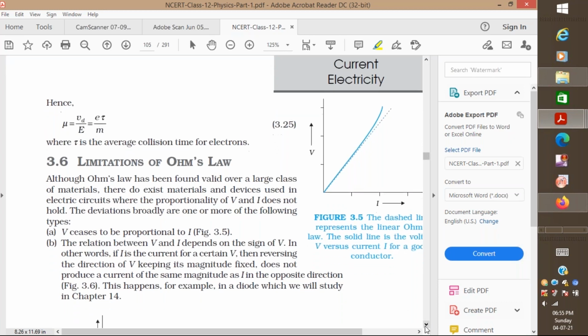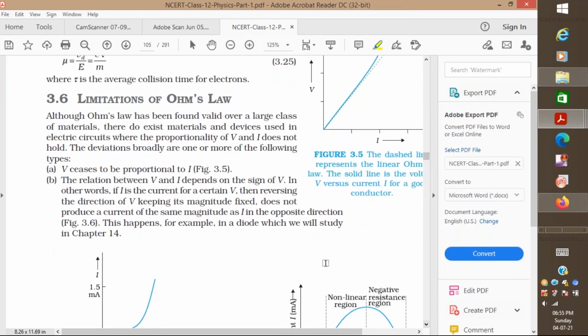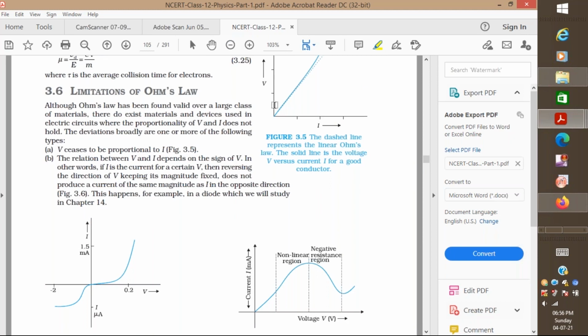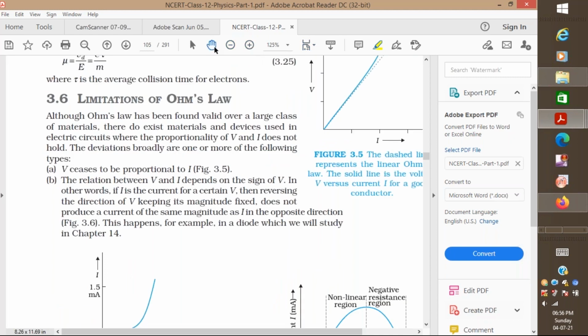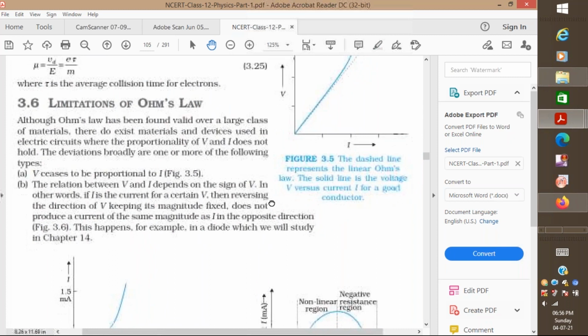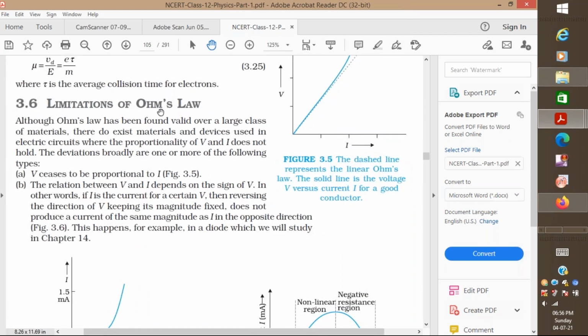Now we'll learn one interesting thing: limitations of Ohm's law. I'm not writing this because these are kind of philosophical things. There are not many derivations in this, and there are nice figures here, so I'll just continue with this. Okay, look, limitations of Ohm's law.